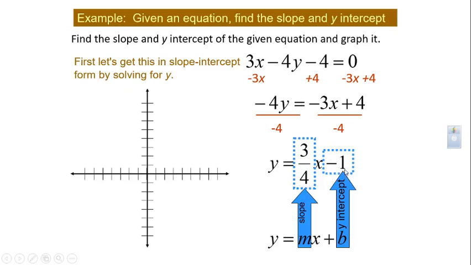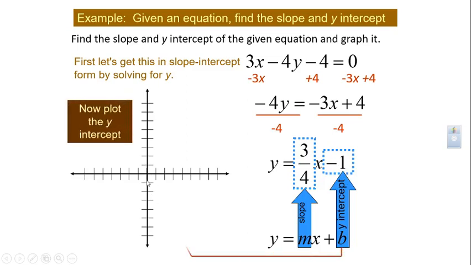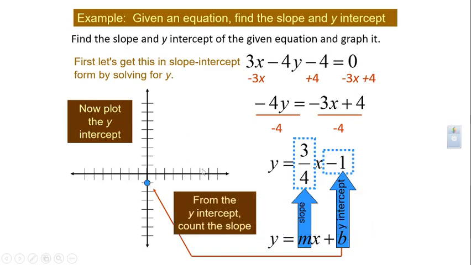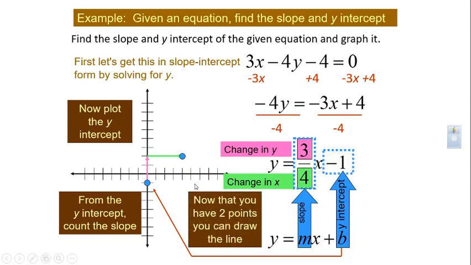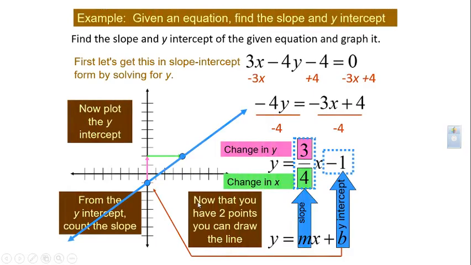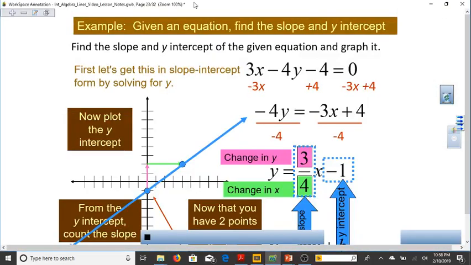I know a point on the graph, namely -1, the y-intercept. So I'm going to plot that point first. I'm going to plot the y-intercept where the line crosses the y-axis, -1. Then the slope says to get another point, go up 3 units and over to the right 4 units. So I now use the change in y, up 3, and the change in x, over to the right 4, and now I have another point. And now that I have 2 points, I can just draw a straight line through the graph. And there I have my equation of a line.